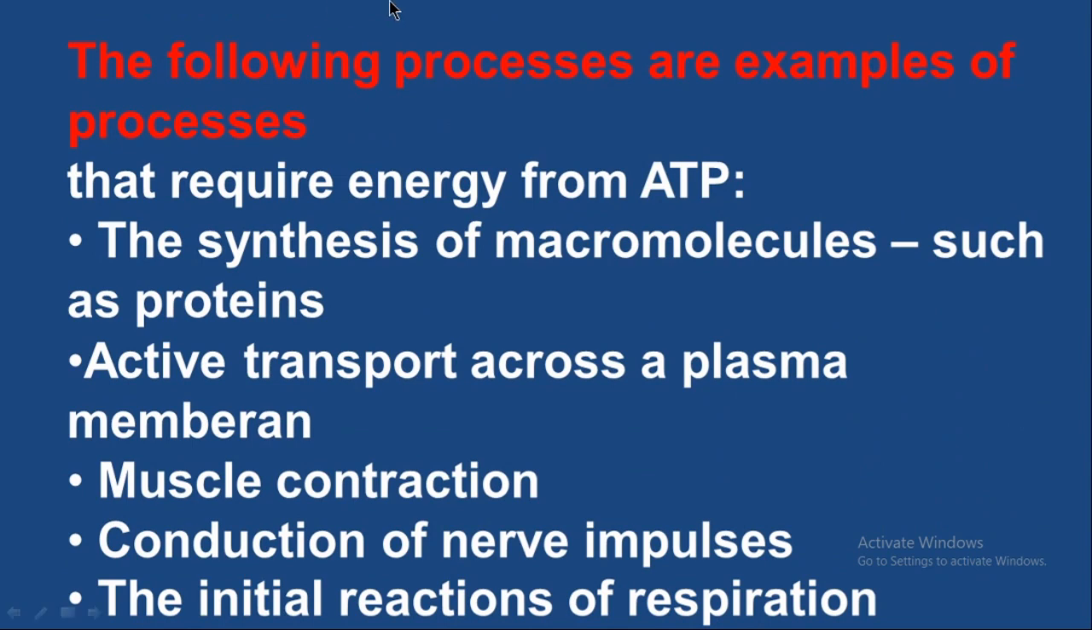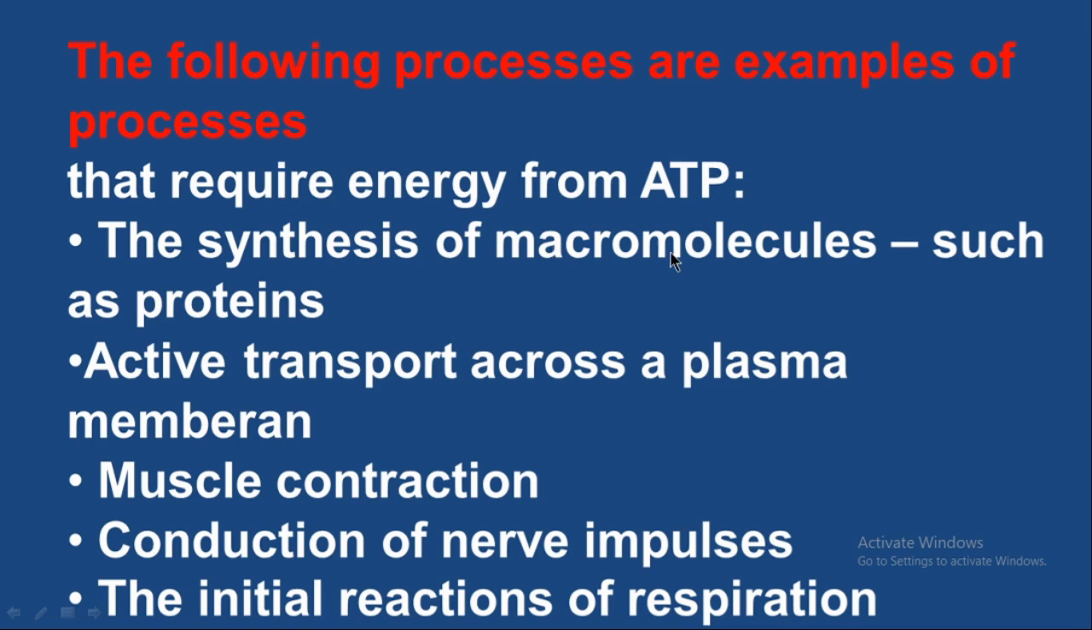The following are examples of processes that require energy from ATP molecules. What's the purpose of energy which is produced from ATP? One, energy is important to synthesize macromolecules such as protein. When amino acids are joined together to form protein, energy is required. That energy is obtained from ATP molecules.